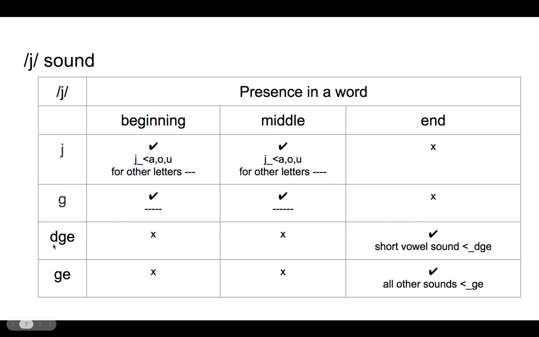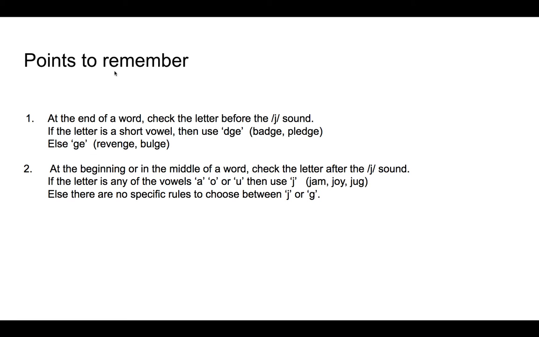The trigraph DGE comes only at the end of a word if the letter before it is a short vowel. The digraph GE comes only at the end of a word for the J sound, for all other sounds except a short vowel sound before it. So these are the points to remember.